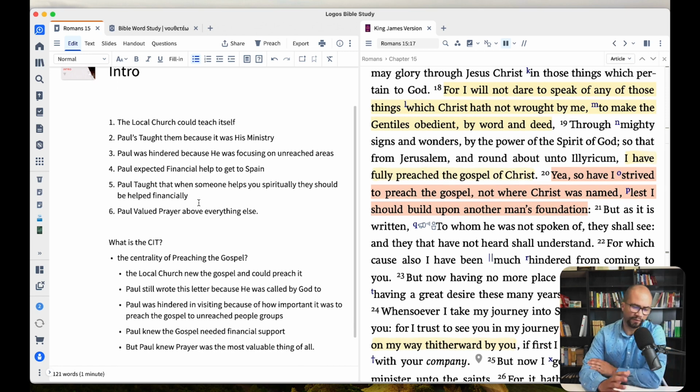Okay, so this is me. I'm writing out the central idea and I'm seeing if all of these smaller ideas fit into that larger idea, which it seems like they do fit into the centrality of preaching the gospel.